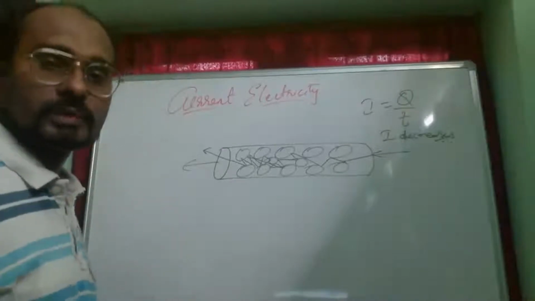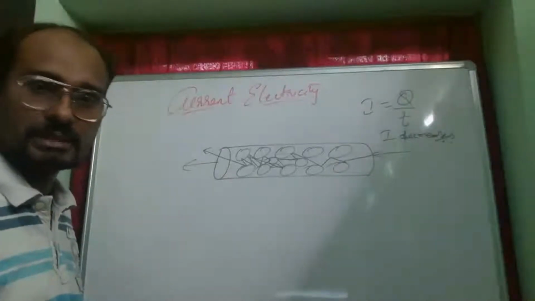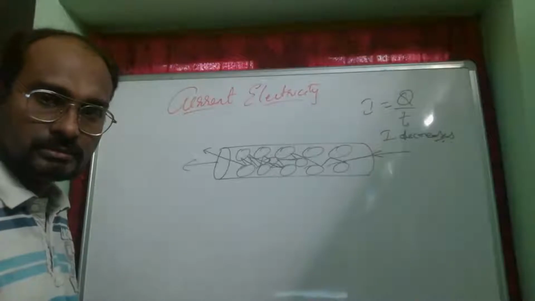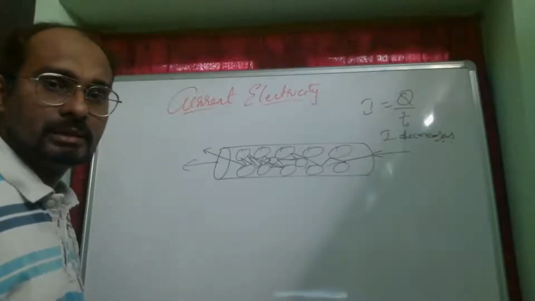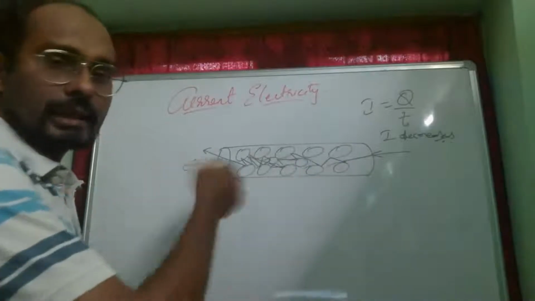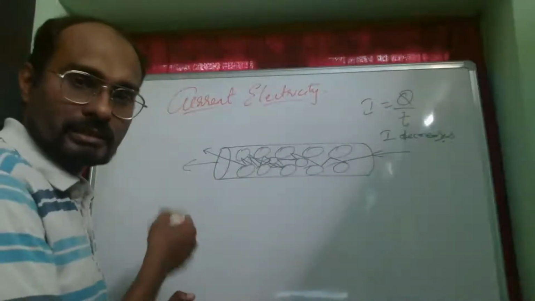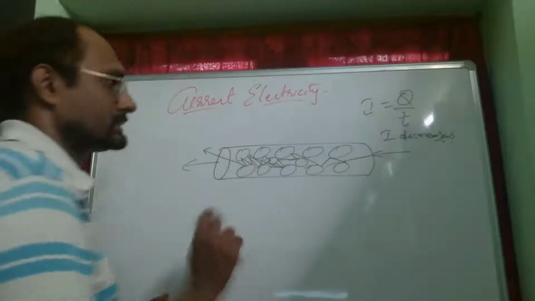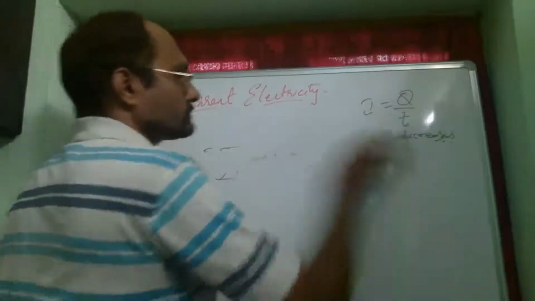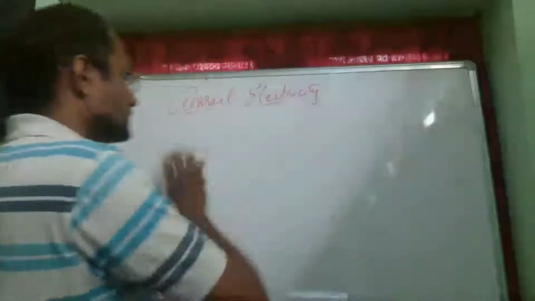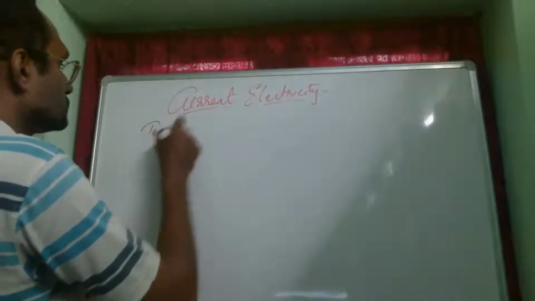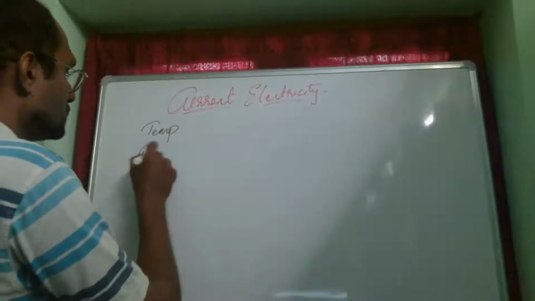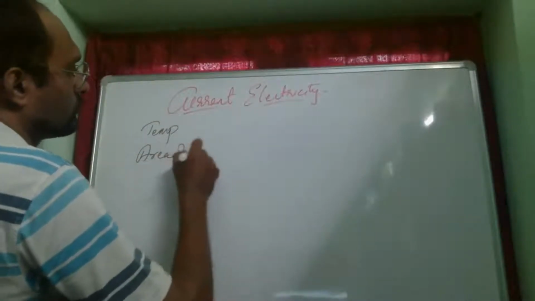Now, from this, what we can say, if the temperature is increasing, is the resistance not increasing? Of course, it is increasing. If the temperature is increasing, because the electron is not able to flow freely, the resistance is increasing. Now, one thing we understood is the temperature. Next, area of cross section.